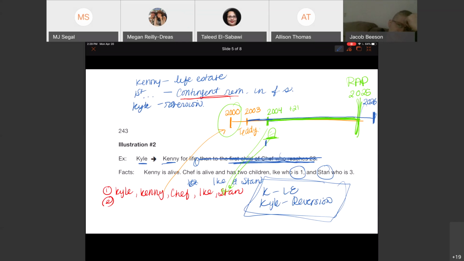So you added Teddy into this hypothetical just for this example. Well, because you're always supposed to give birth to afterborn children when you're doing the rule against perpetuities. Whenever you have a contingent remainder, you check to see if you need to give birth to anybody. Because in this example, Chef can have other children. Chef can have Teddy, Tommy and Linda, and the conveyance says the first child to reach 23, but we don't know that Stan is going to be the first child to reach the age of 23. We don't know that Stan is going to survive.